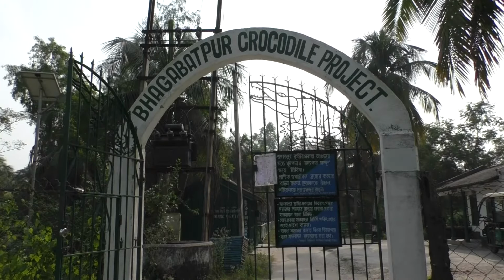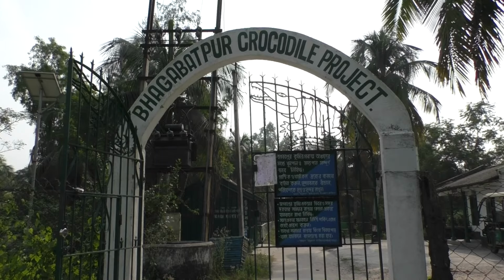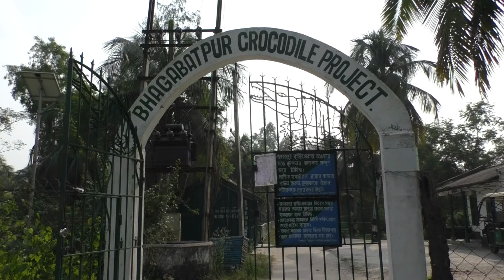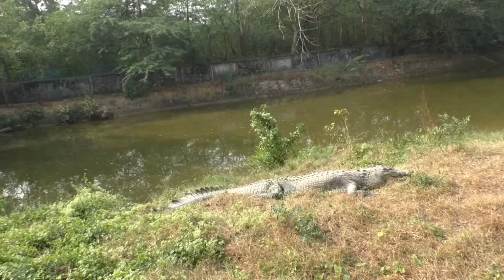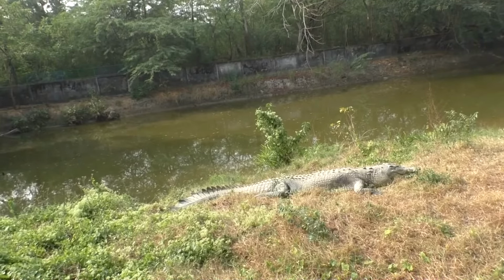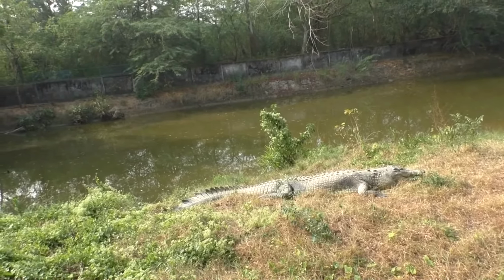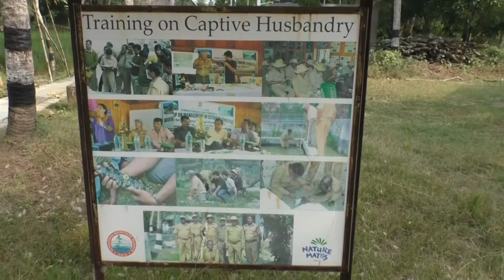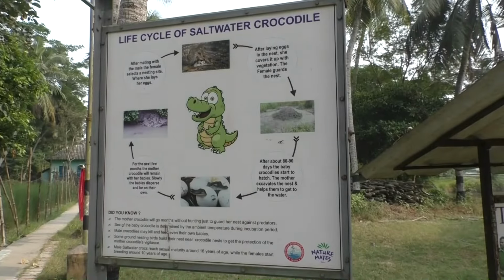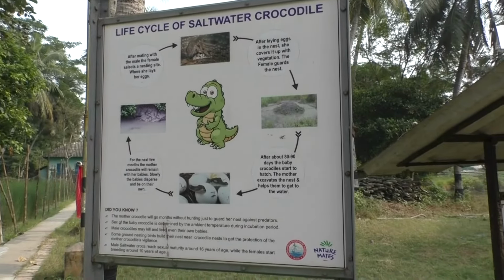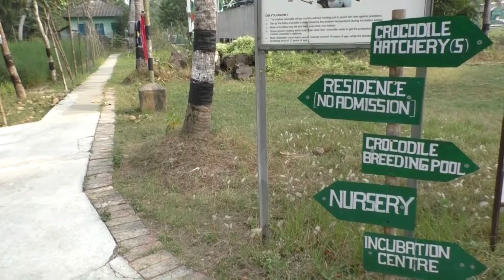This is Bhagavatpur Crocodile Farm and Hatchery on the bank of Saptamukhi river. This is the only crocodile project in West Bengal attracting tourists throughout the year. Inside the farm, this is the hatchery area. Mother crocodile is ahead. A project sign, information sign, and direction sign.